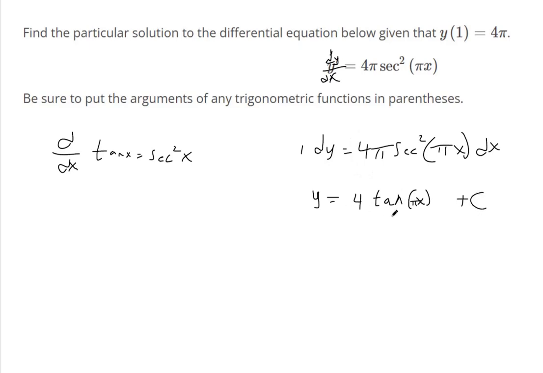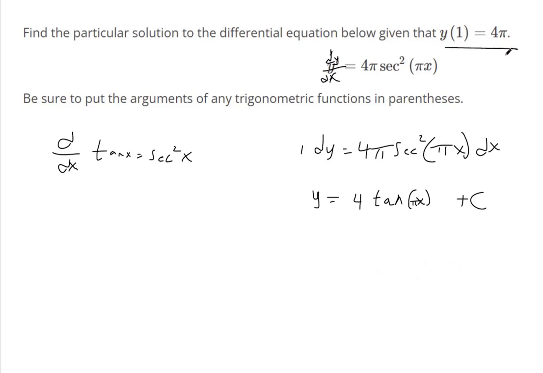So if you take a derivative of this side, the derivative for tangent pi x is 4 secant squared pi x. But then when you take a derivative of the innermost function, you get pi. So 4 pi secant squared pi x. That matches what we have up here. Okay, so that is the general solution.